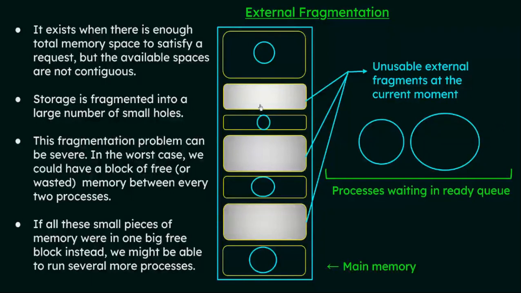If there is a smaller process which can be accommodated in any one of these, we can very well take it and allocate that process here. But at the current moment, we see that these two processes cannot be accommodated in any of these, and hence this is the unusable external fragments at the moment.